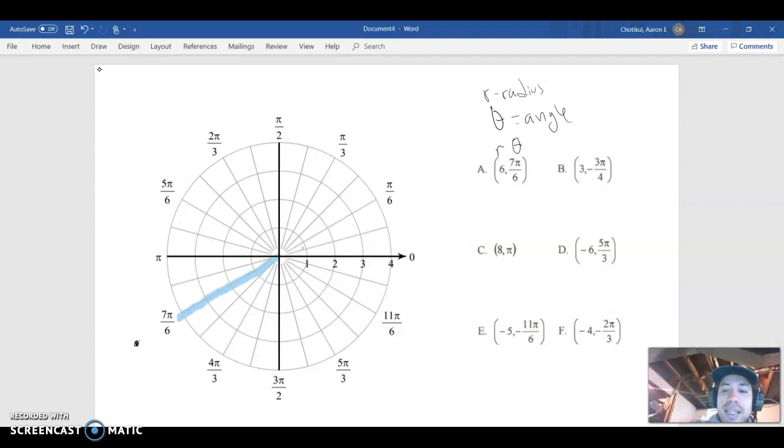Let's look at letter B. Letter B says (3, -3π/4). Finding -3π/4 is not on this circle. What I would recommend doing is finding the coterminal angle for -3π/4. Remember, we like to add 2π here. That makes a coterminal angle, so it'd be -3π/4 plus 8π/4.